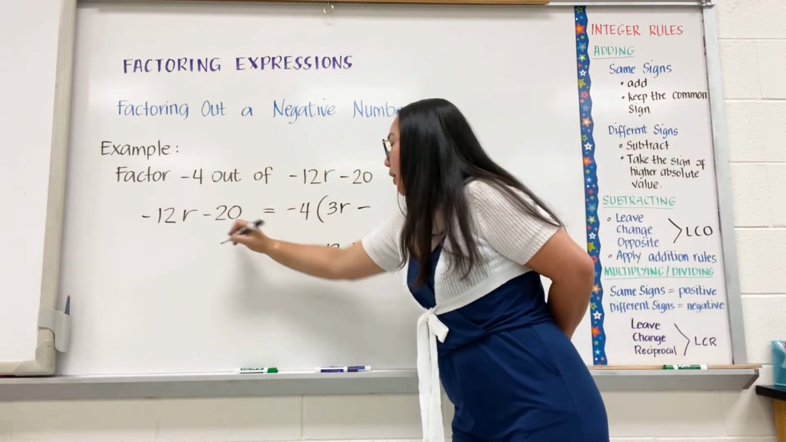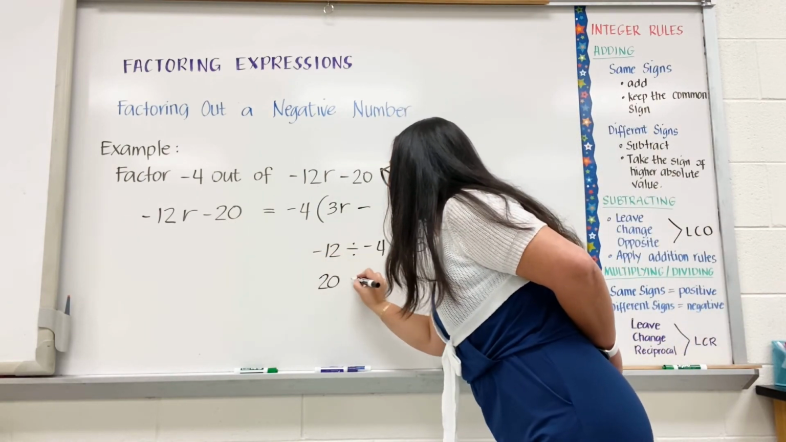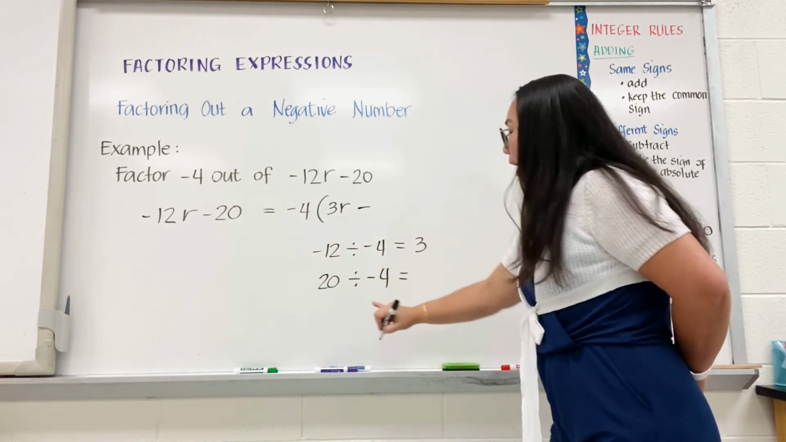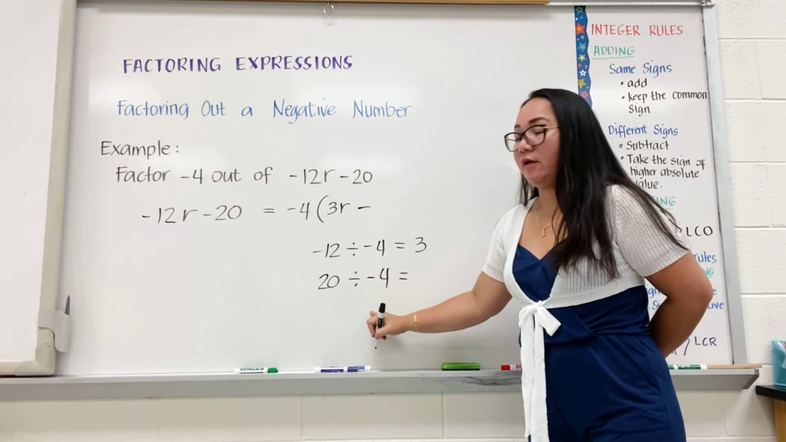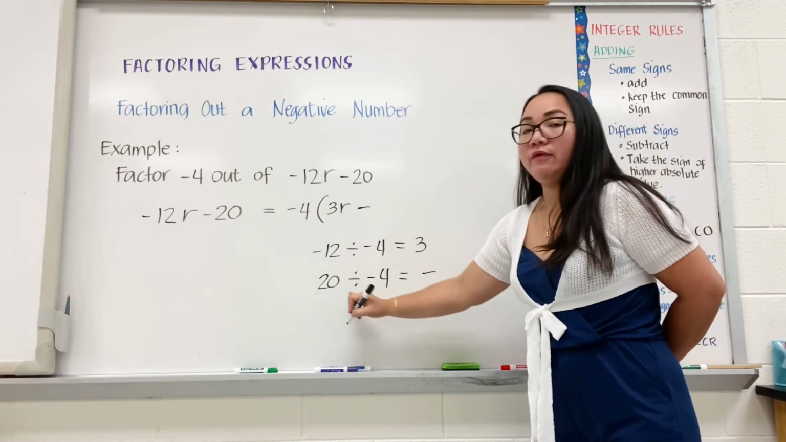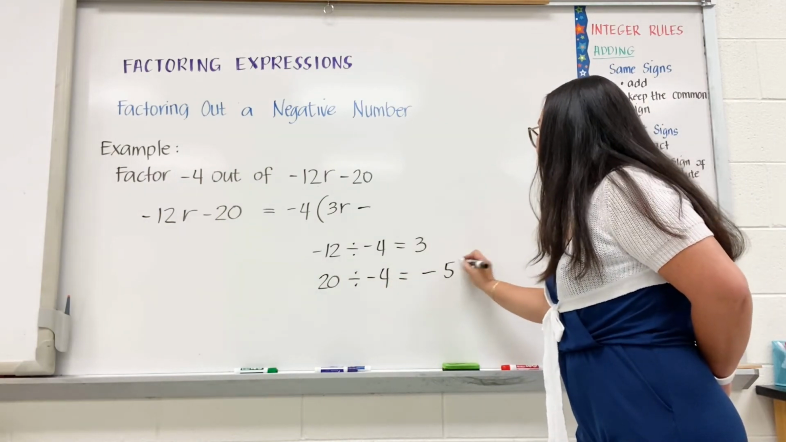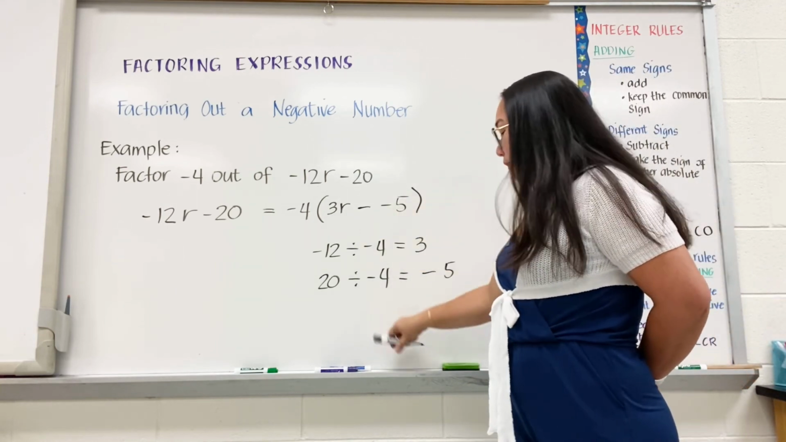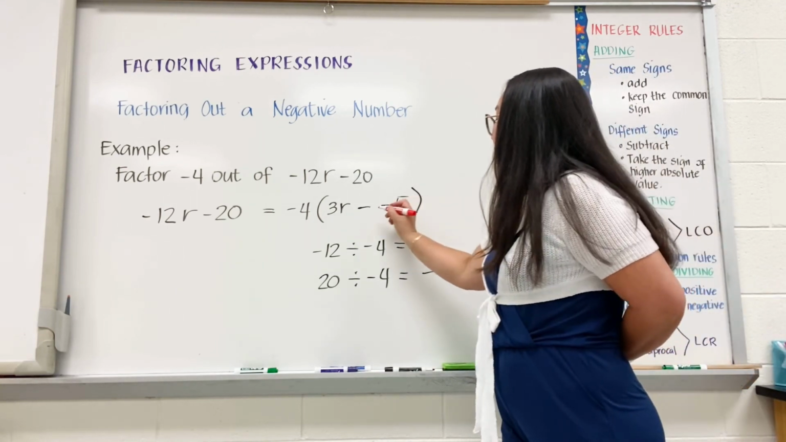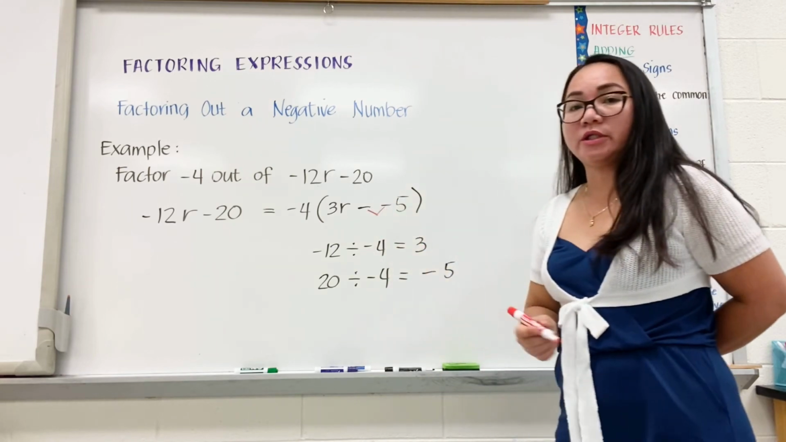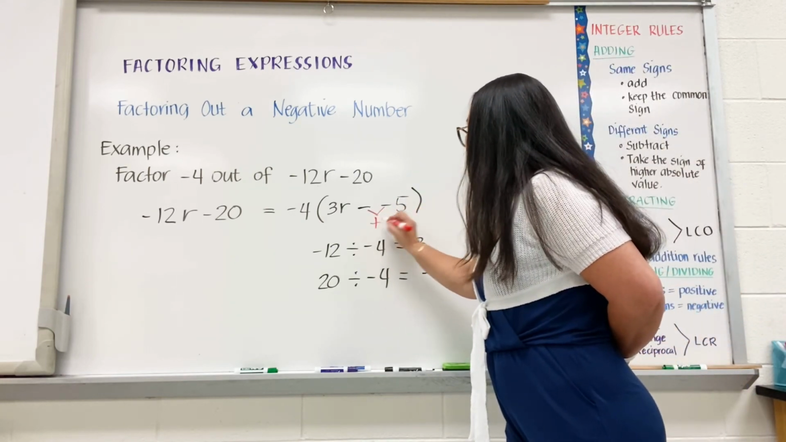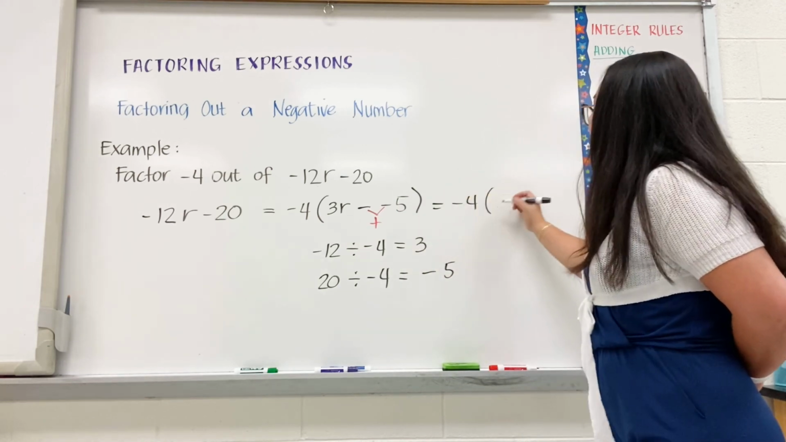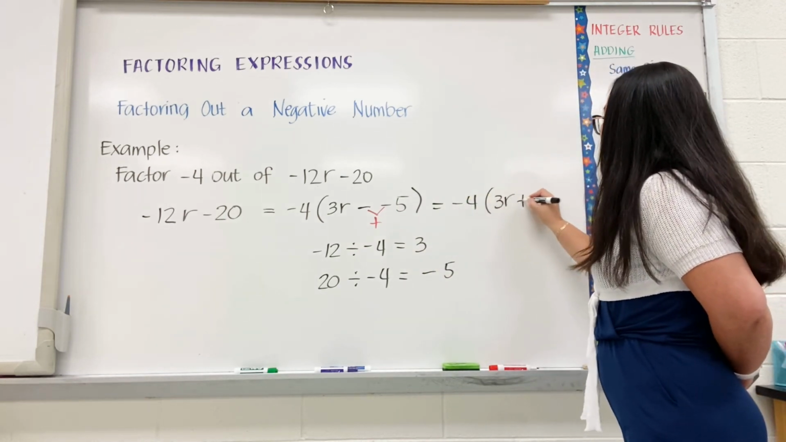Next, we have 20. So 20 divided by -4. Now you have positive and negative, which will give you a negative answer. So 20 divided by 4 is 5. You have to write this down. So we have here a double sign, both are negative, which will turn into positive. So this is -4 times 3r plus 5.